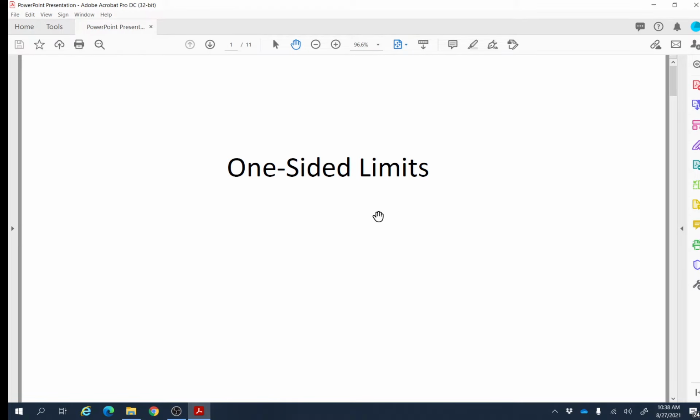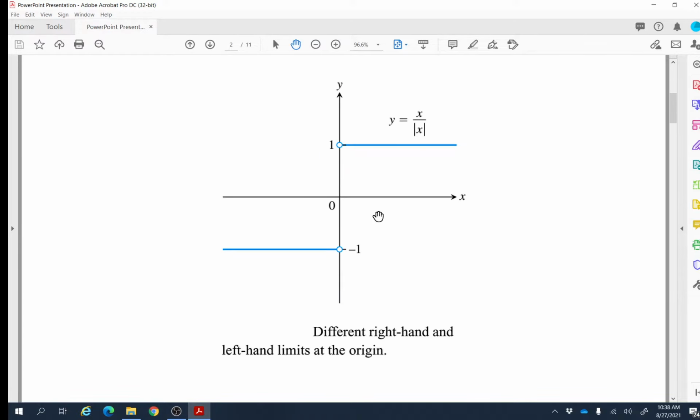In this section, we're going to talk about one-sided limits. Look at this example, this graph. This is the graph of x over absolute value of x. So let's try to find out the meaning of this.